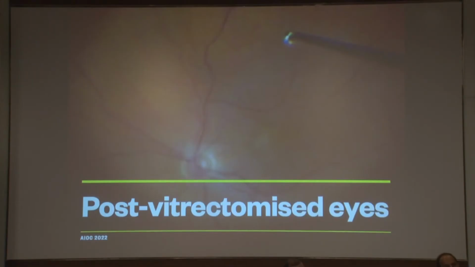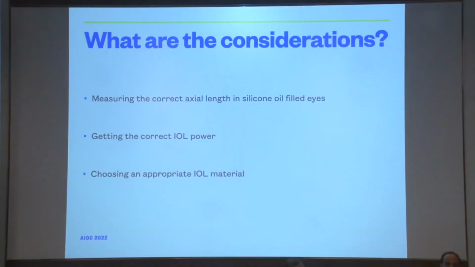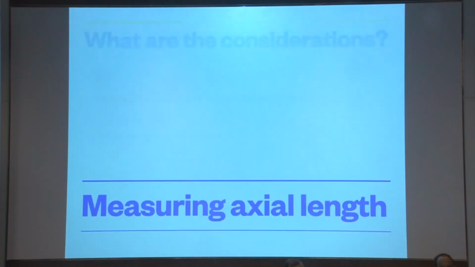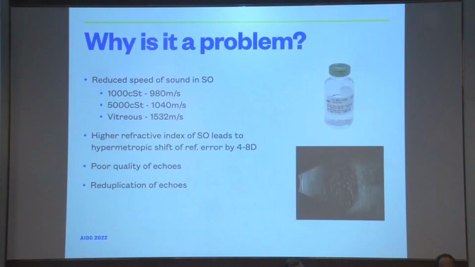Let's talk about post-vitrectomized eyes. What's the problem with post-vitrectomized eyes is about silicone oil, essentially. So how to have the correct axial length measurement in silicone oil-filled eyes? What about getting the correct IOL power? And the third and the last part is choosing an appropriate IOL material in silicone oil-filled eyes. Again, let's talk about each one at length.